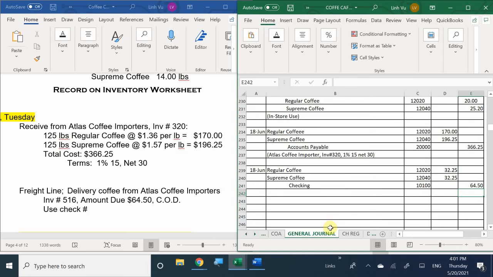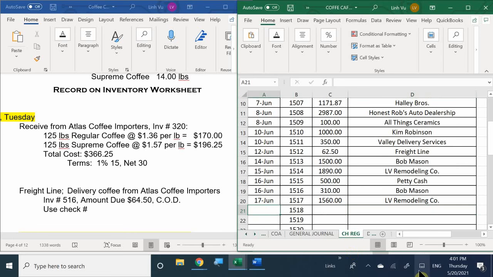Then we're going to do checking. Make sure we pay them. Again, the amount is going to be 64.50, and delivery. For Atlas Coffee... no, now, Freightline. It's a separate vendor, because Atlas Coffee contracted Freightline, a separate delivery service company, a third party vendor, to deliver the coffee to us. In this case, this bill is from Freightline.